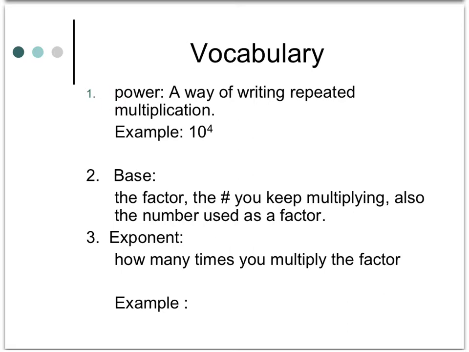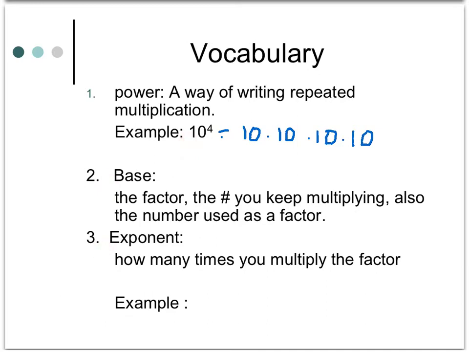So we have a power, and a power is just a way of writing repeated multiplication. So 10 to the fourth is a smaller way to write the same thing, which would be 10 times 10 times 10 times 10. The base is the factor, the number that you keep multiplying, also the number used as the factor. So 10 is my base. You can also think of B base, B bottom.